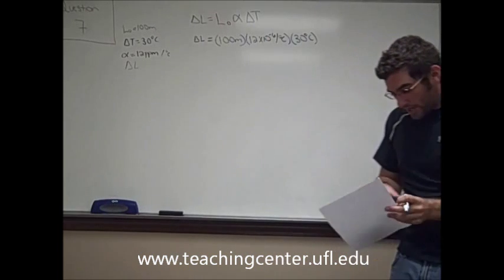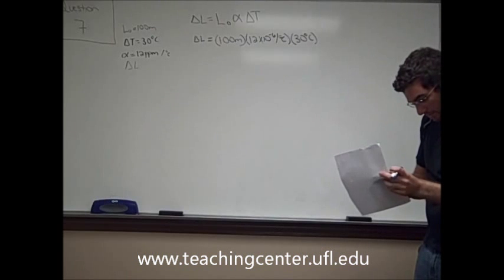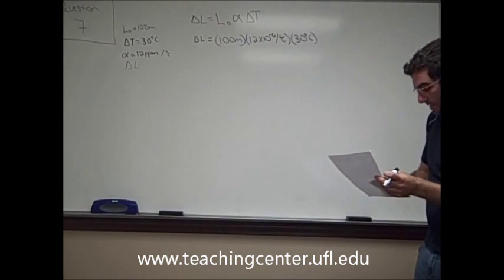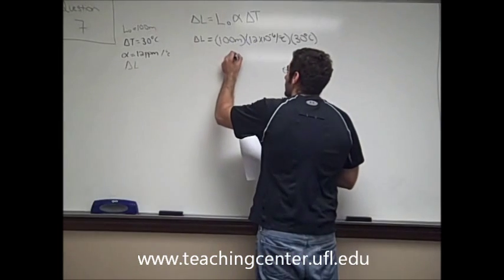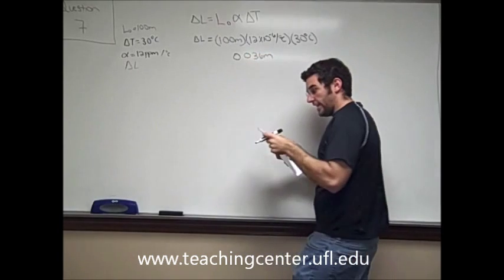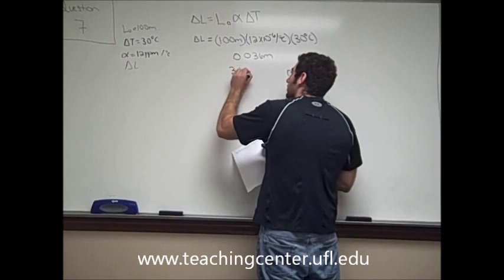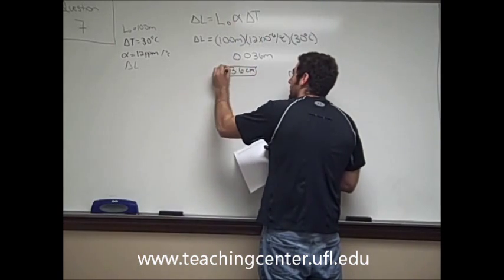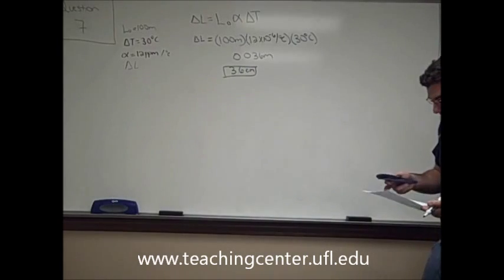And when we go ahead and do this on the calculator, we do 100 times 12 times 10 to the minus 6 times 30. We get 0.036 meters. And we look at our answer choices, and choice number 1 says 3.6 centimeters. So if you multiply that by 100, we have our 3.6 centimeters.